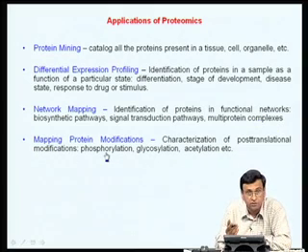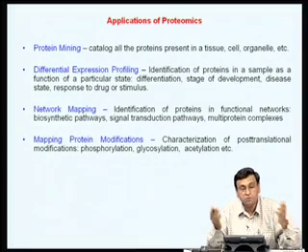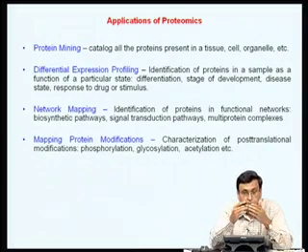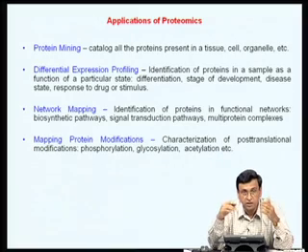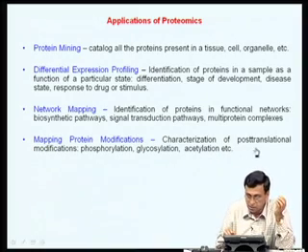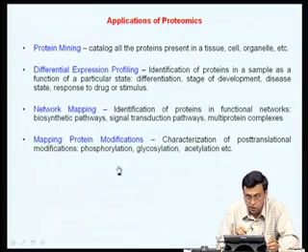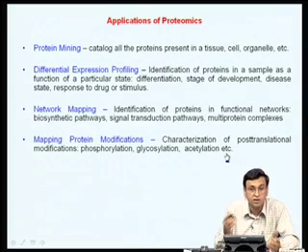Mapping protein modifications: when you run a 2-dimensional electrophoresis, you can separate the proteins based on their post-translational modifications because the charge will vary. So, you can characterize post-translational modifications such as phosphorylation, glycosylation, acylation, etc.